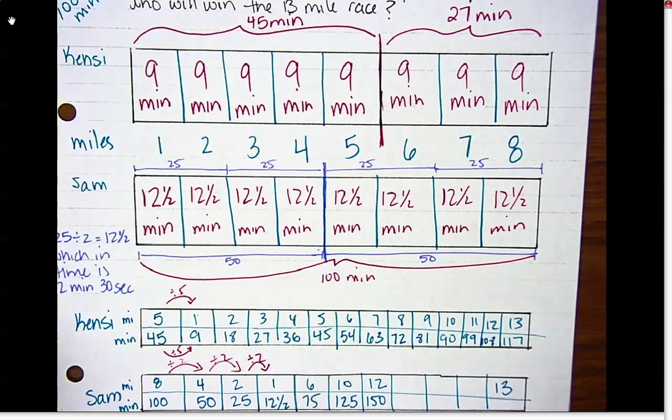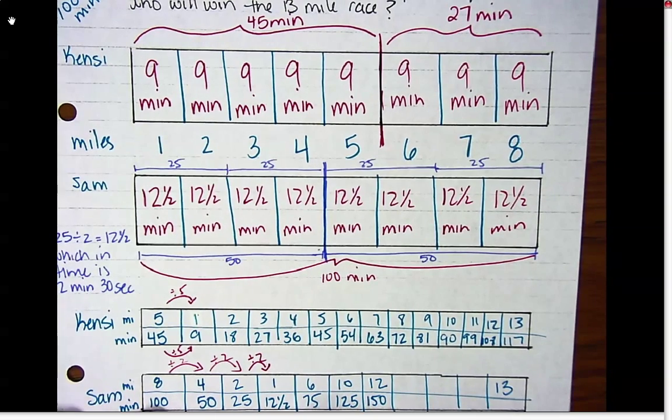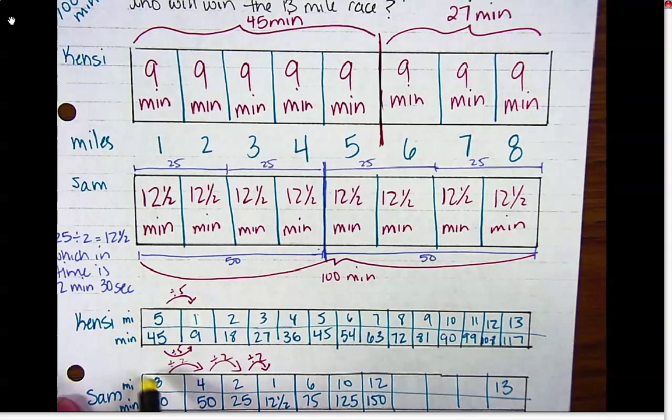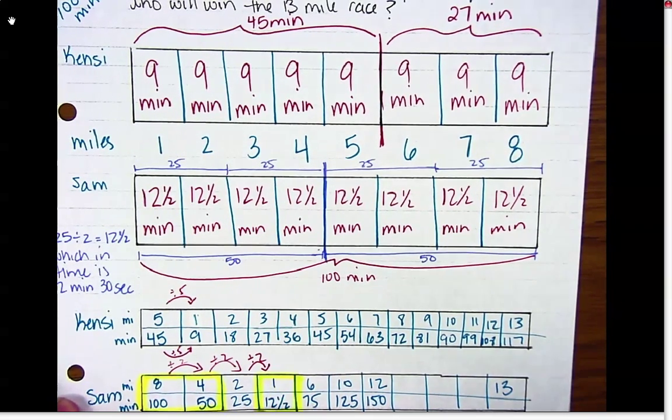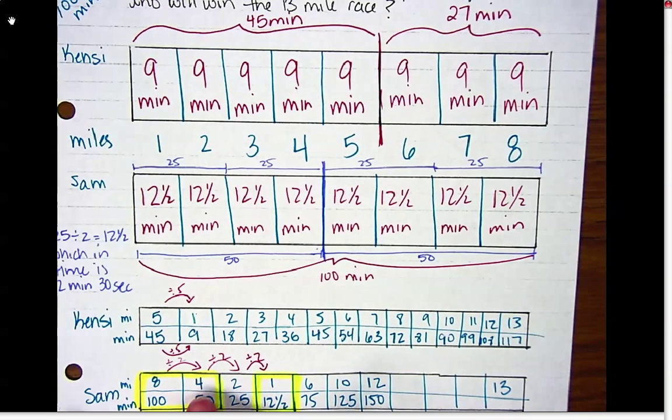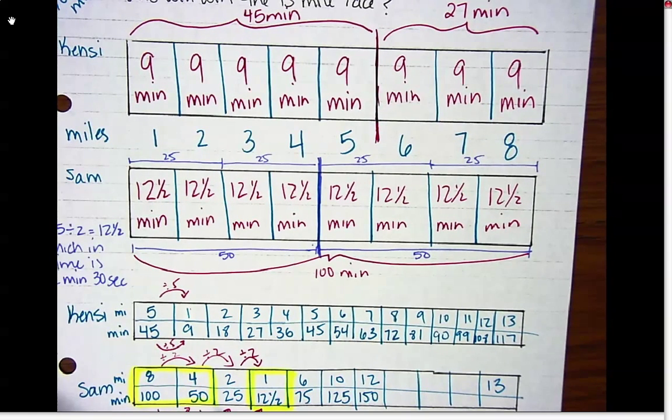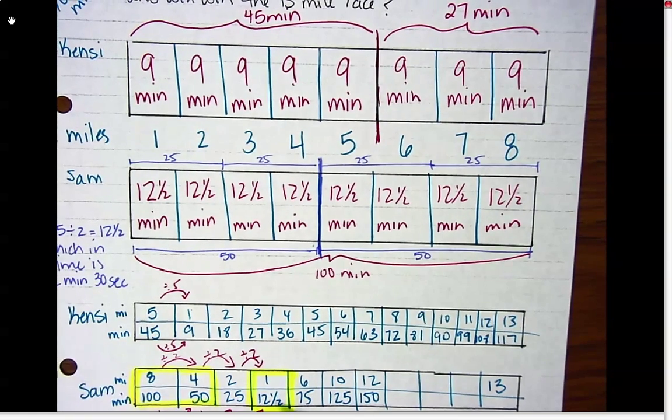So for 13 miles, how can I get to 13? Well, I could do 6 twice, but that's going to be kind of messy. But I see that I can do an 8, a 4, and a 1. So 8 and 4 is 12. 12 plus 1 is 13. So now I should just be able to add the minutes for those. So 100 plus 50 is 150, plus another 12. 50 plus 12 is 162 and a half.